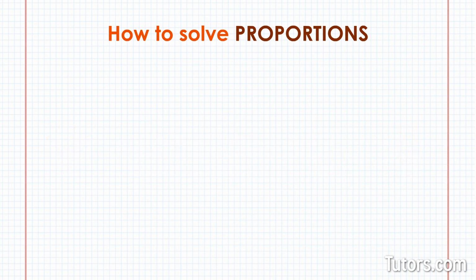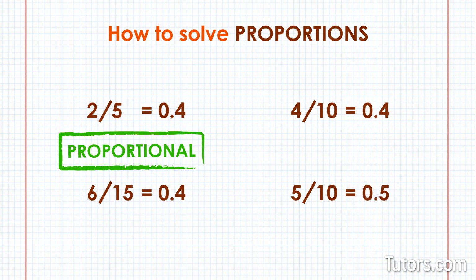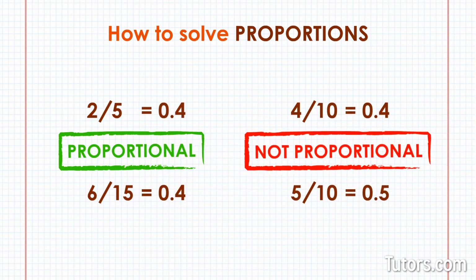Let's take a look at an example. The ratios 2 to 5 and 6 to 15 are proportional because both divide into the same number. 2 divided by 5 equals 0.4, and 6 divided by 15 also equals 0.4. What about the ratios 4 to 10 and 5 to 10? Let's see. 4 divided by 10 equals 0.4, and 5 divided by 10 equals 0.5. These ratios are not proportional because they don't divide into the same number.